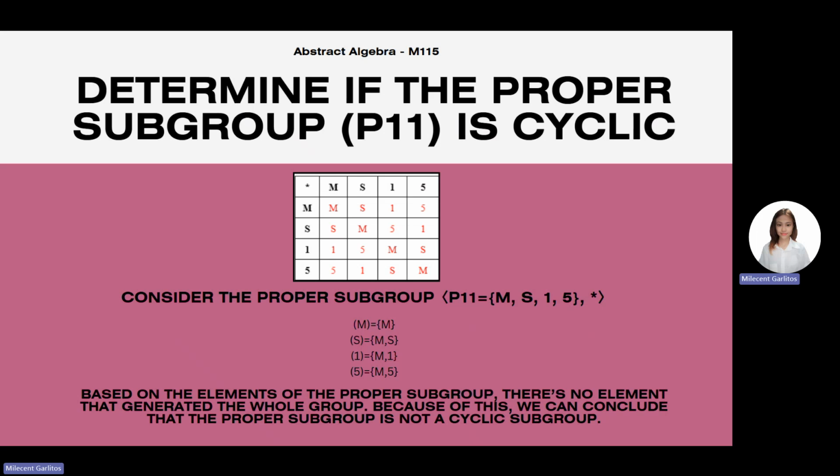So we can see in here that all the elements did not generate the whole group. They only generated one or two elements under their cyclic operation. So therefore, it is an indication that this P sub 11 proper subgroup is not a cyclic subgroup.